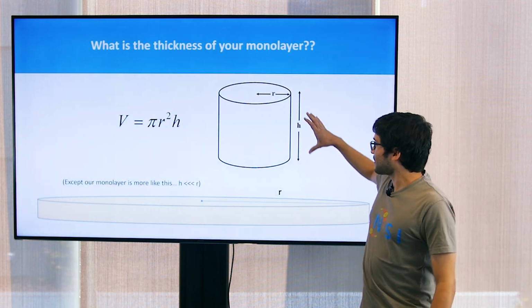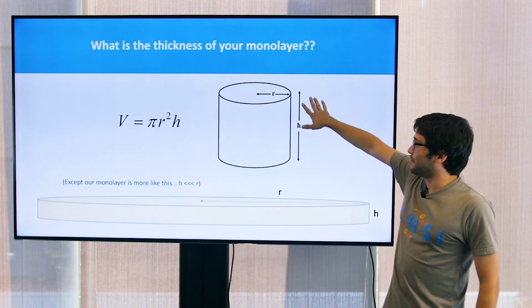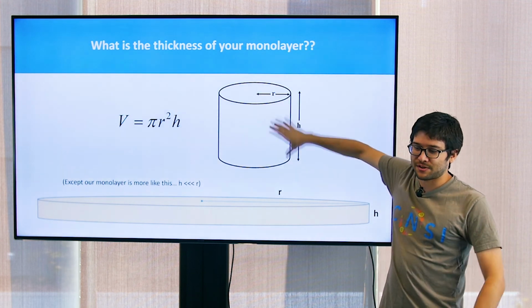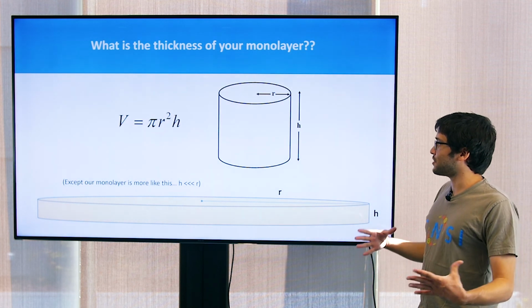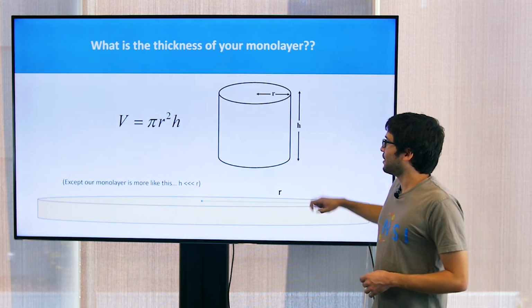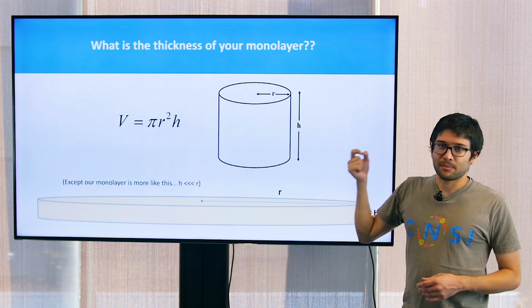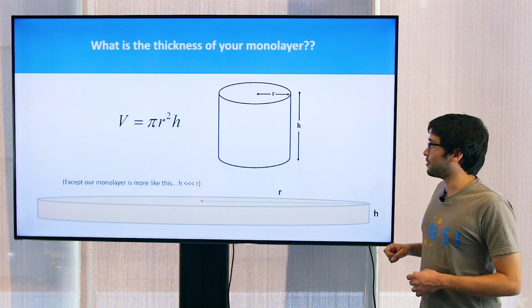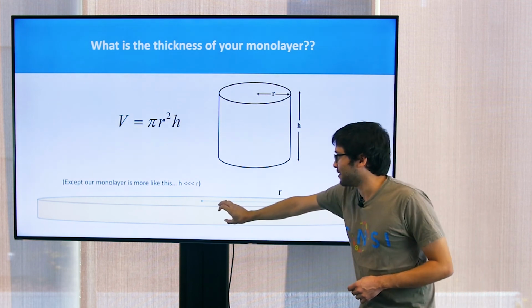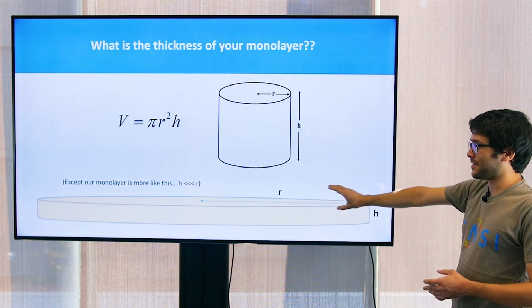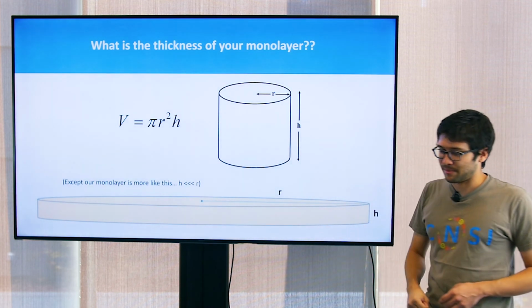So if you can measure the radius of your circle of oil or detergent that's on the surface of water, and you know the volume of the molecule that you added, then you can estimate the height. Now in reality, a monolayer is going to look more like this extended flat cylinder rather than this one, but the math is the same.